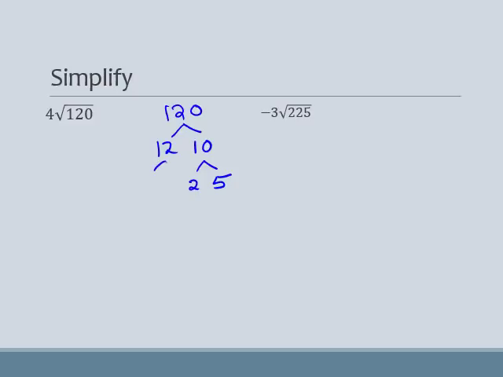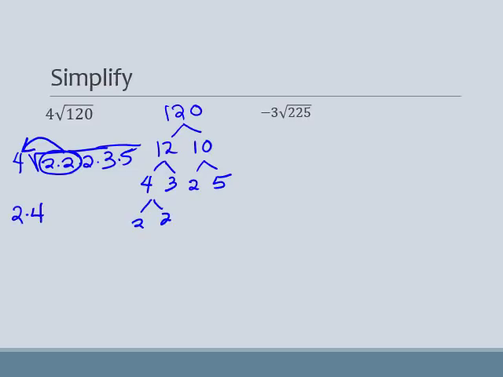10 breaks down to 2 and 5. 12 breaks down to 4 and 3. And the 4 breaks down to 2 and 2. So if you were to multiply all those prime numbers together, you would get 120. So 4 times the square root of 2 times 2 times 2 times 3 times 5. So I'm going to take these two out, and their souls are going to become 1. So I get 2 times 4 times 2 times 3 times 5.